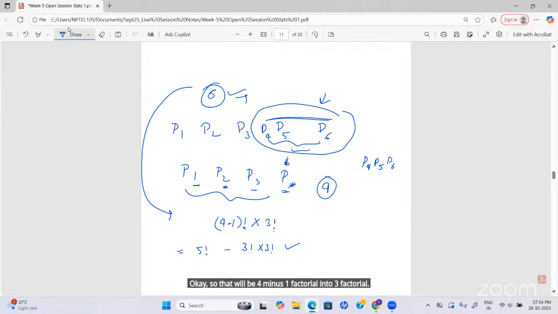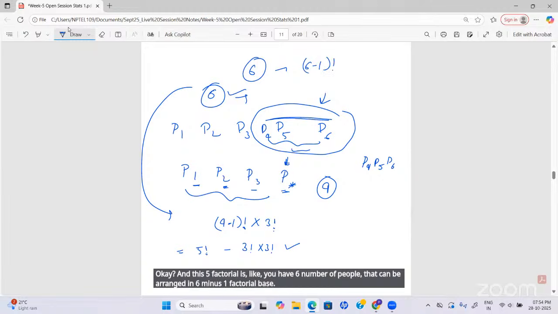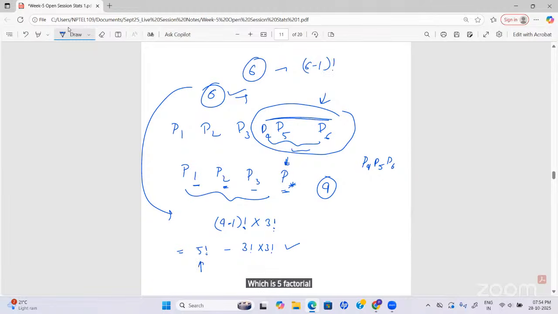And this 5 factorial is because you have 6 people that can be arranged in 6 minus 1 factorial ways, which is 5 factorial. So from the total you can subtract this event and you will get the complementary event of it. Okay, thank you, ma'am.